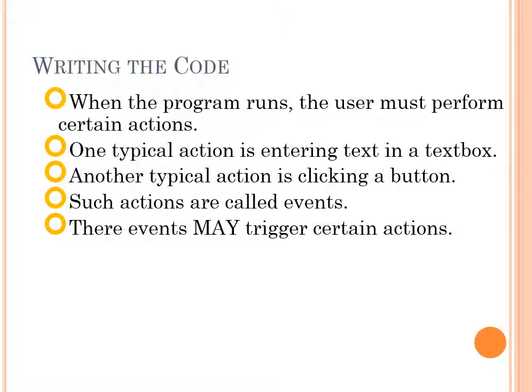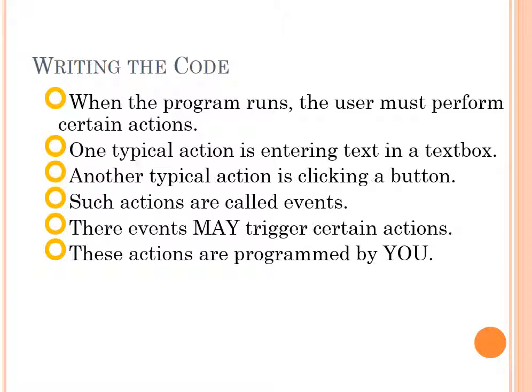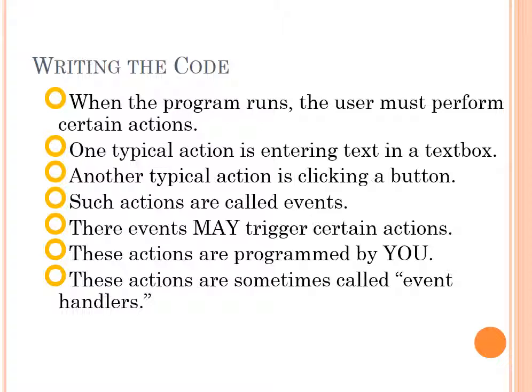They don't have to. For example, there's an event called mouse over. Well, that's usually not programmed. You usually don't want anything to happen if the mouse just happens to go over a control, but you could, okay? And what actions do take place are programmed by you. They're determined by you, the programmer. And that's why these actions, these little routines that take place when the user makes a selection, are sometimes called event handlers. In other words, they tell the computer what to do when this event occurs.